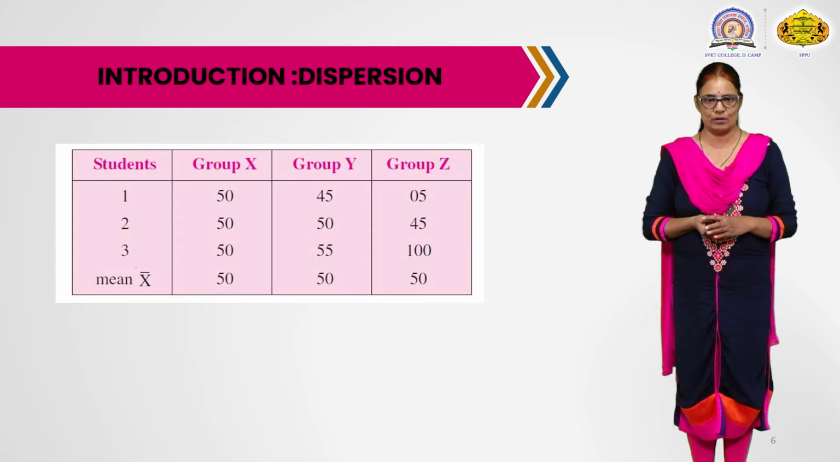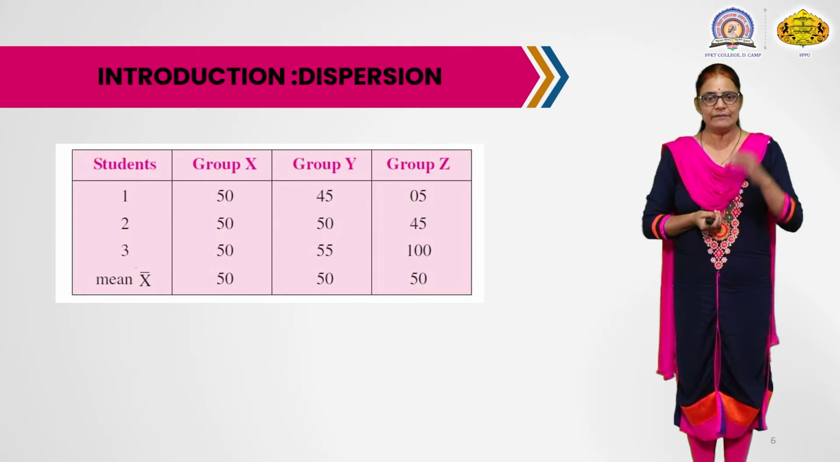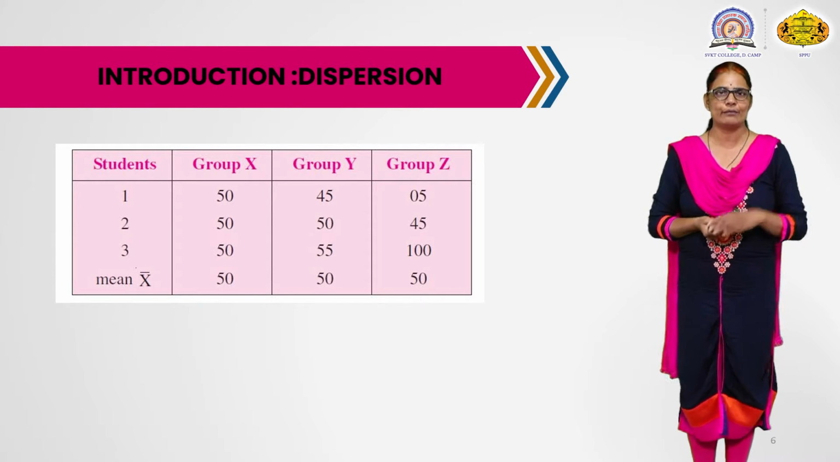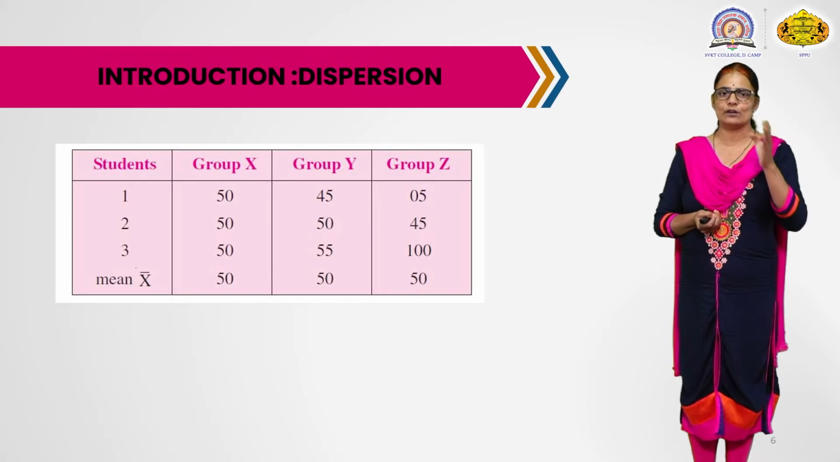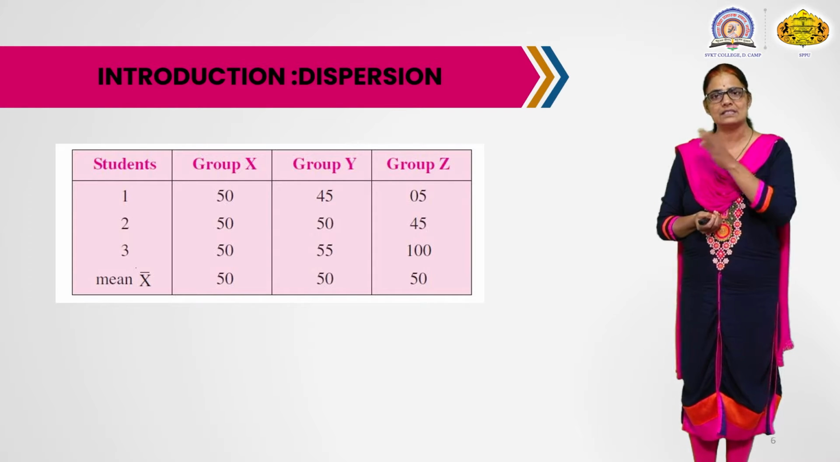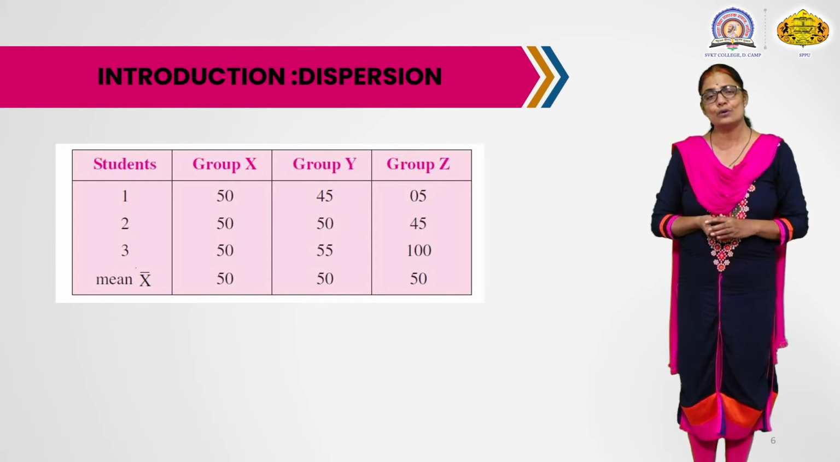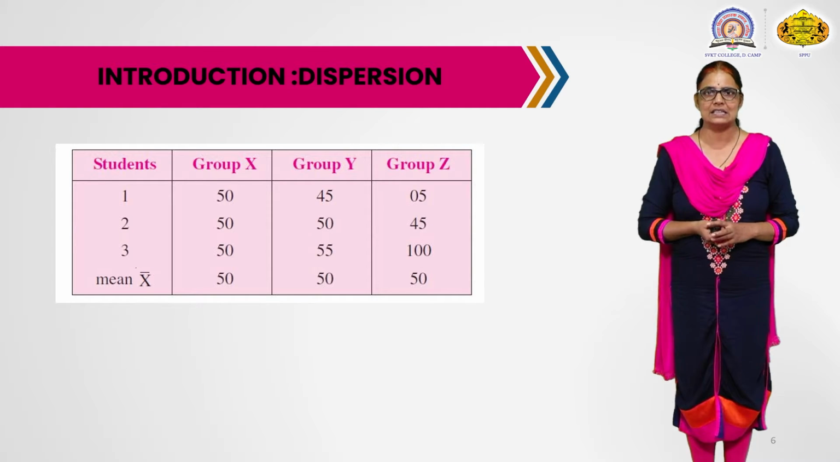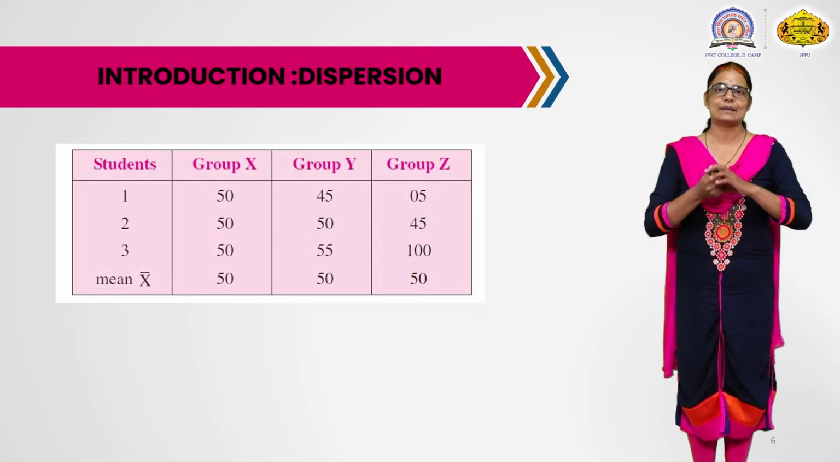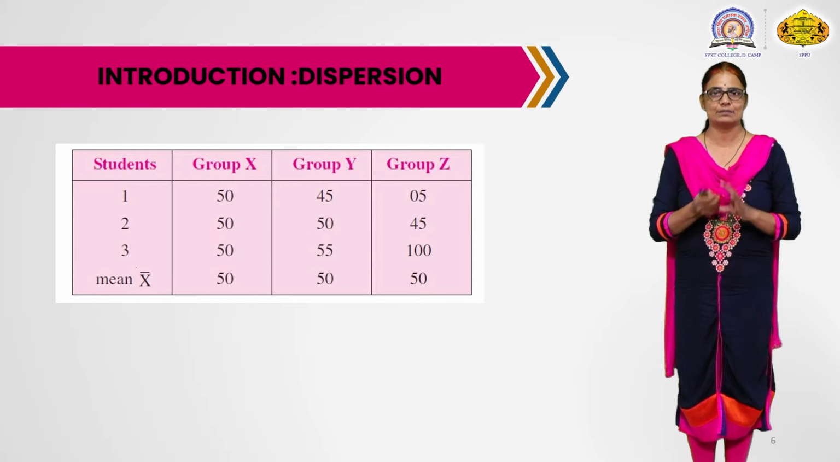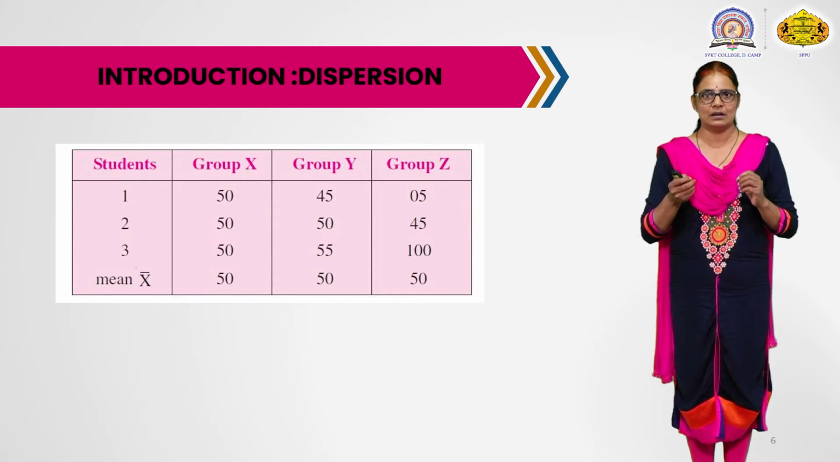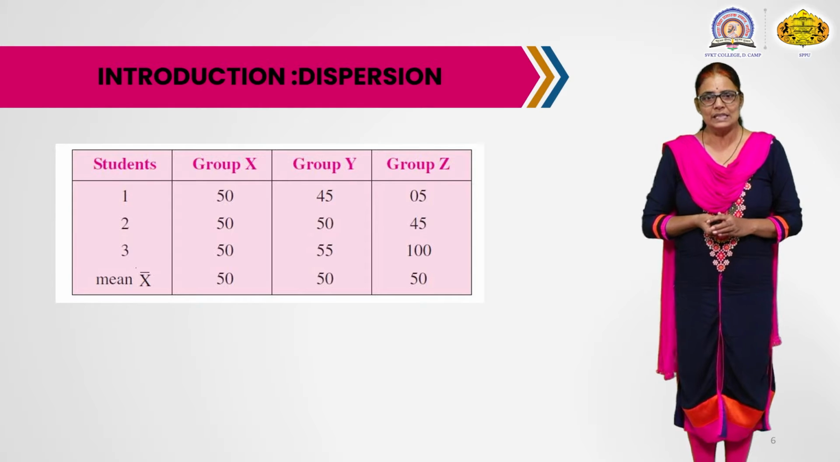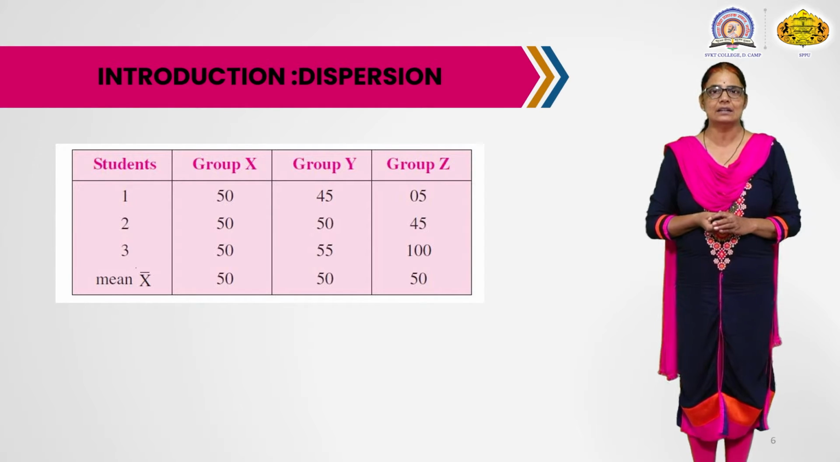is strongly wrong. In fact, if we calculate the median for group X and group Y, you can observe these 2 groups have the same median also. So, in this case we say that just the measure of central tendency is not sufficient to describe the whole data. Sometimes it fails. So, in that case we consider the dispersion.